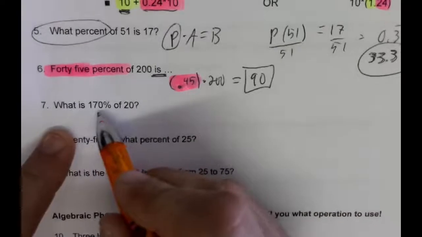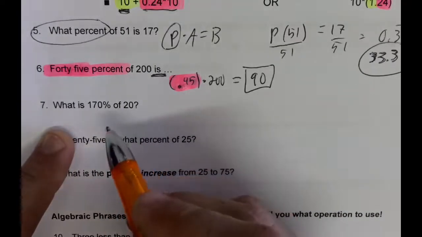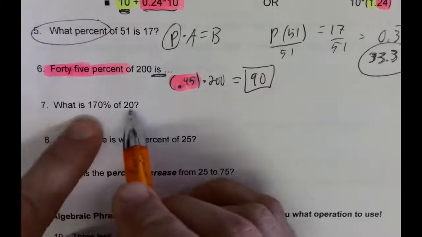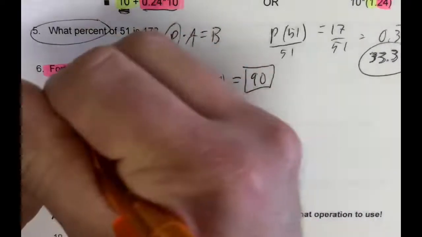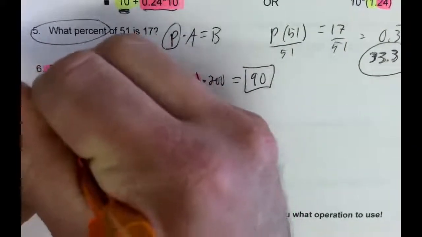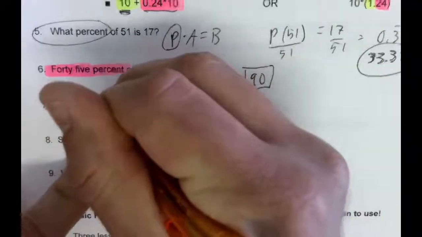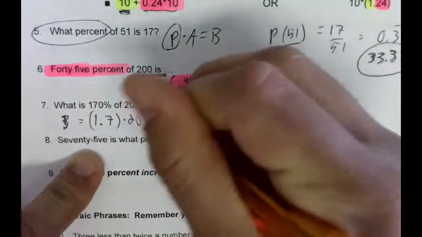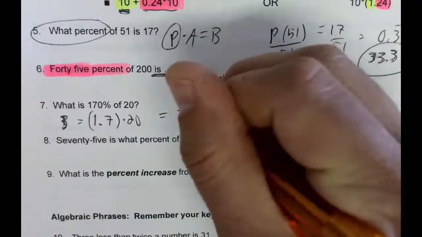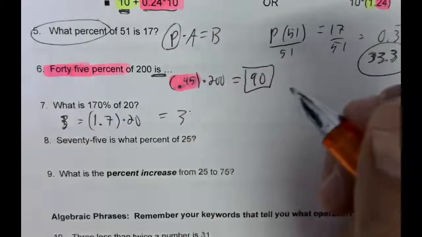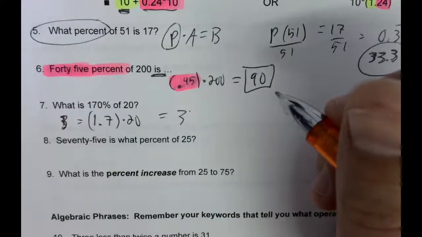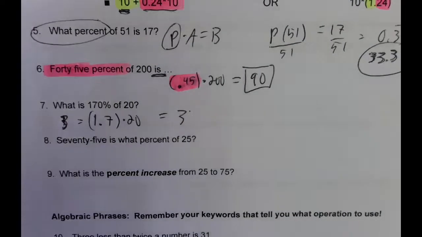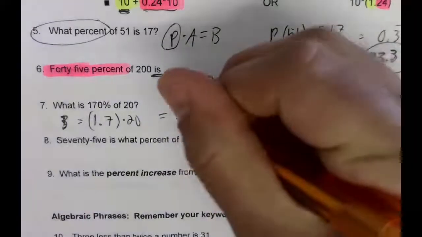Number 7. Go ahead and try this one. What is 170% of 20? Well, technically, I guess you've already tried them if you did these like you were supposed to yesterday. What is 170% of 20? So we can say B is 170%. We know that's 1.7 of 20. Okay, so we're going to get 30 something, right? 34? Is that right? I should probably check that. No, I'm right. It's 34.